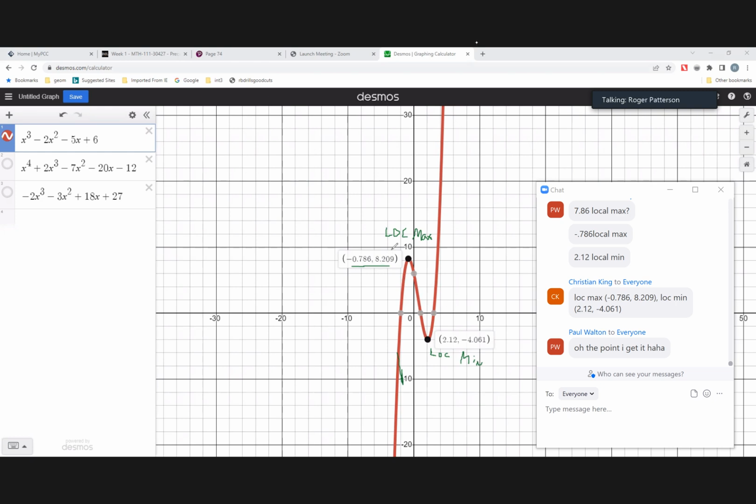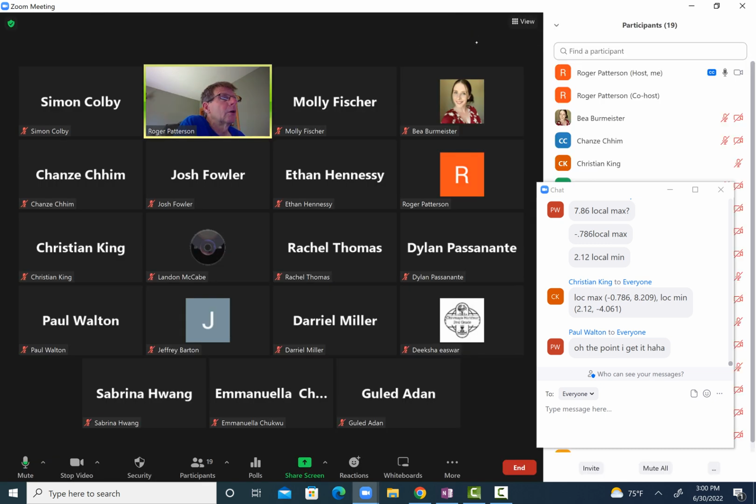Let's try this now. Stop sharing. Now you're going to do the x to the 4th one: x to the 4th plus 2x cubed minus 7x squared minus 20x minus 12. Give me that one. Maximums, minimums, local, absolute.